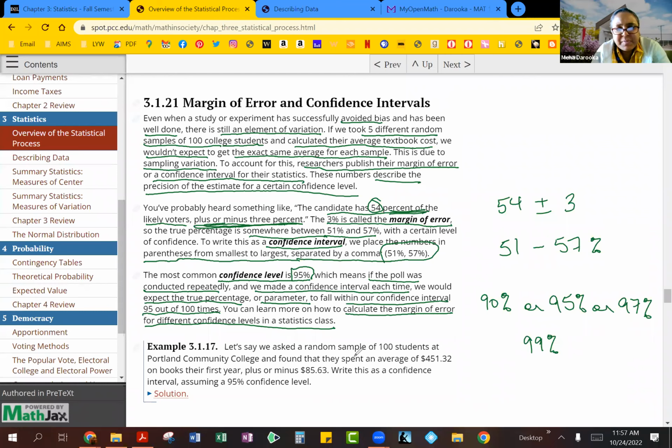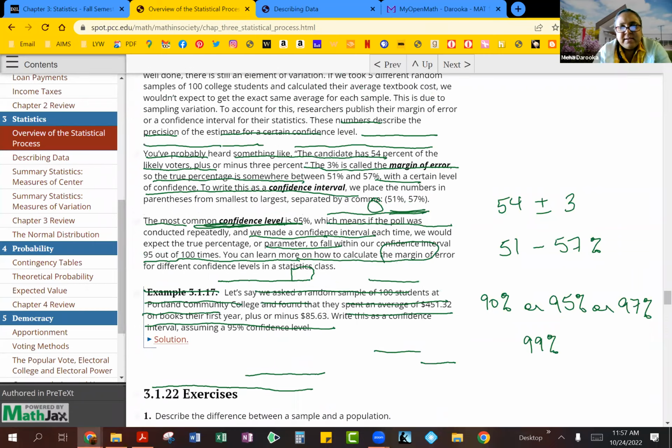This last example is talking about, let's say we asked a random sample of 100 students at Portland Community College and found that they spent an average of $451.32 on their books their first year, plus or minus $85.63. Write this as a confidence interval, assuming a 95% confidence level. Let's take a look at that.